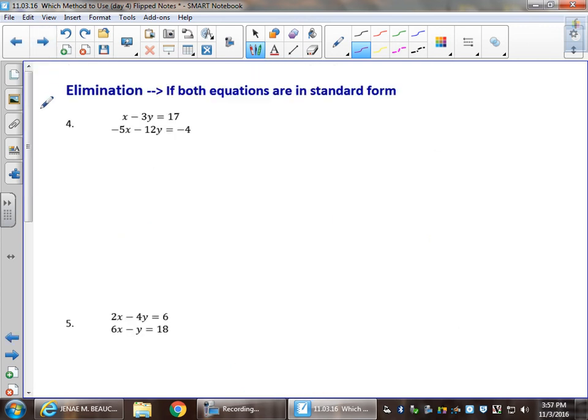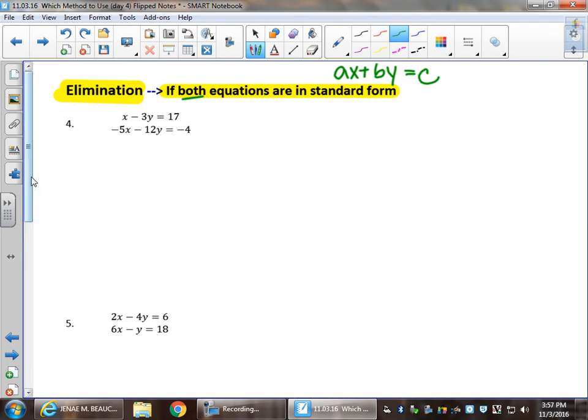When is it best to use elimination? Elimination is a better choice if both equations are in standard form. Standard form means ax plus by equals c. In other words, here we have 1x minus 3y equals 17. That's ax plus by equals c. Same thing, ax, -5x, plus by, in this case, minus 12y equals c. So if both equations are in standard form, we're going to use elimination.